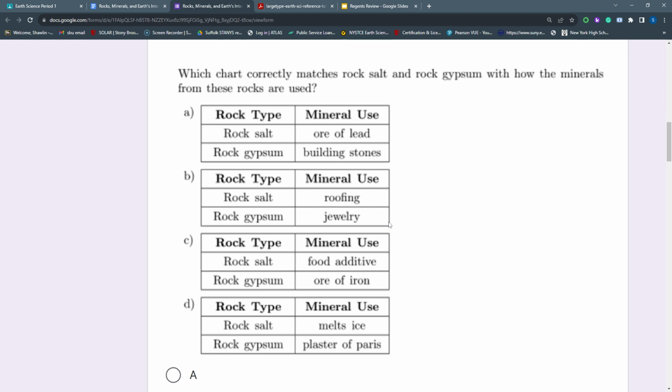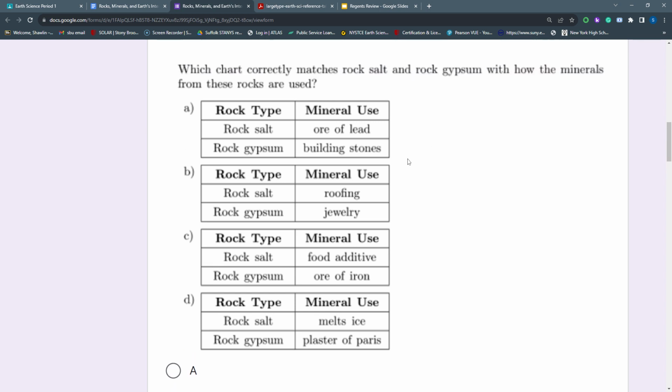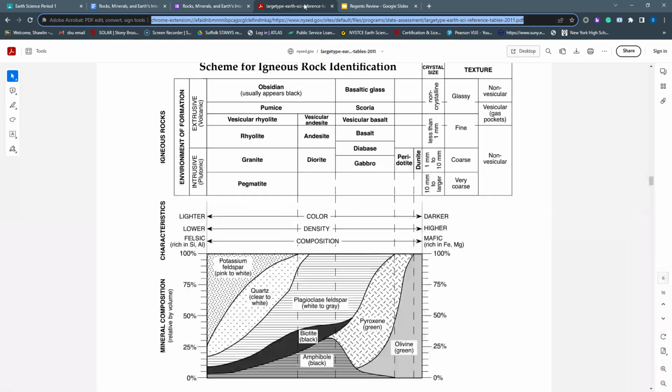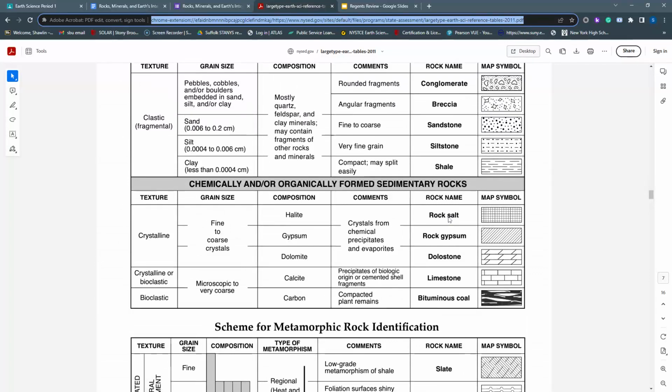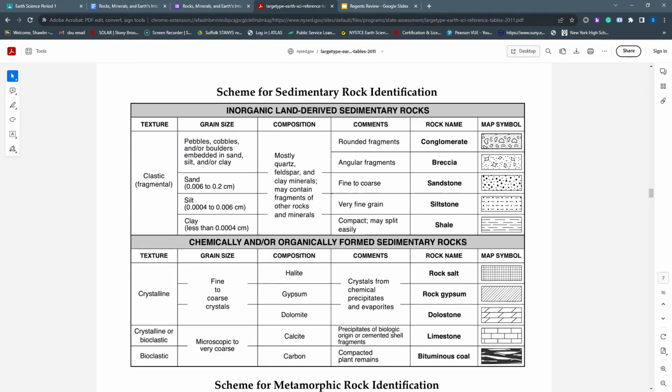All right, question number 6. Which chart correctly matches rock salt and rock gypsum with how the minerals from these rocks are used? So let's see. Rock salt, rock gypsum. Those seem like names of rocks. And I'm going to look at all my rock charts, igneous, sedimentary, and metamorphic, and I find that rock salt and rock gypsum are sedimentary rocks.